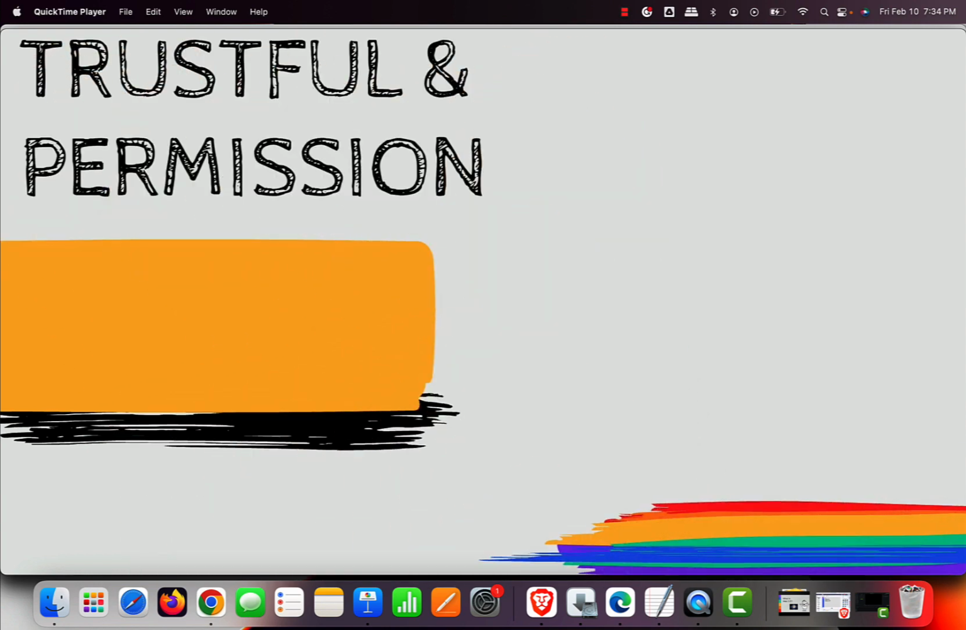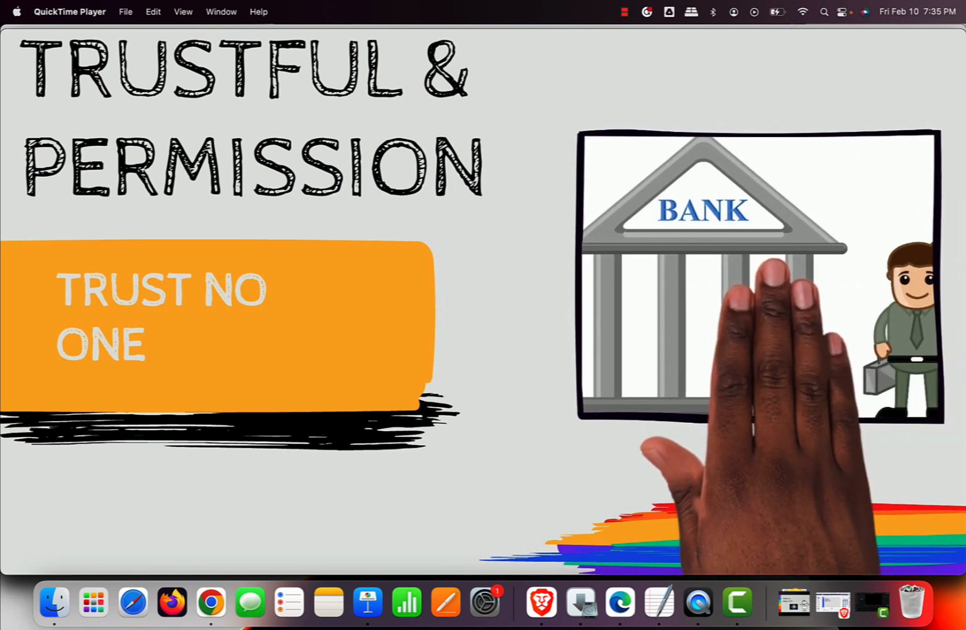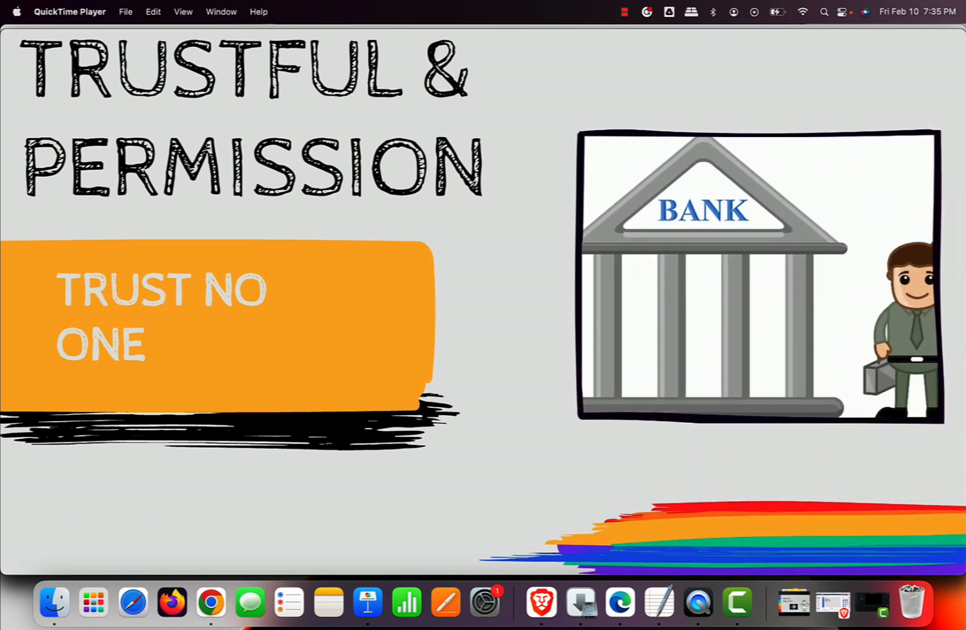The second pillar is trustless and permissionless. Trustless means you can interact publicly or privately with any other entity in the network without a trusted third party. While permissionless means that anyone, both user and supplier, can participate without authorization from a governing body. That means there is no governing body.